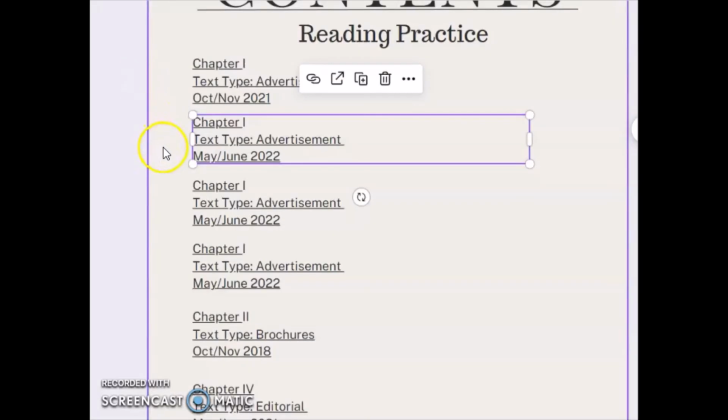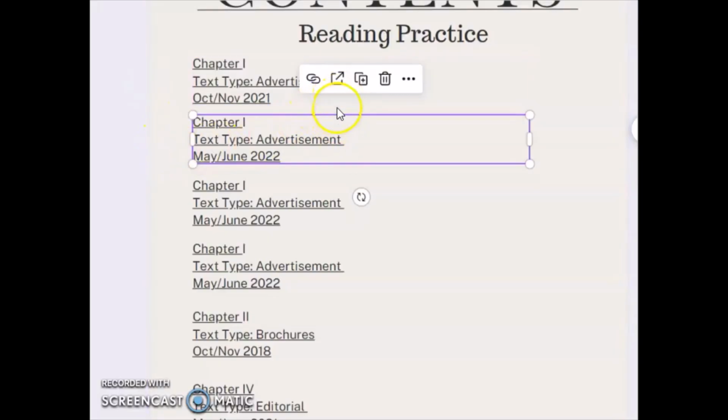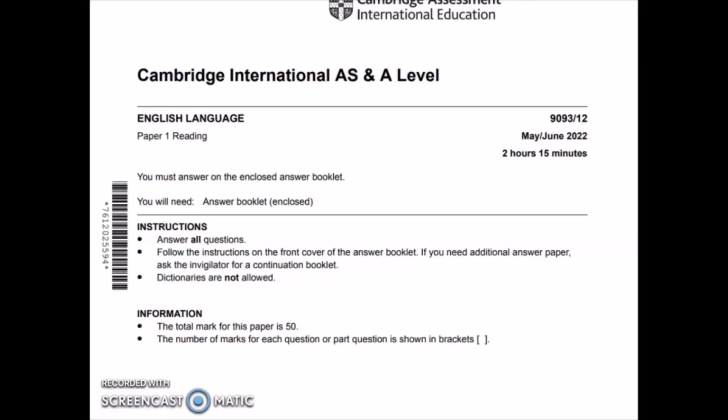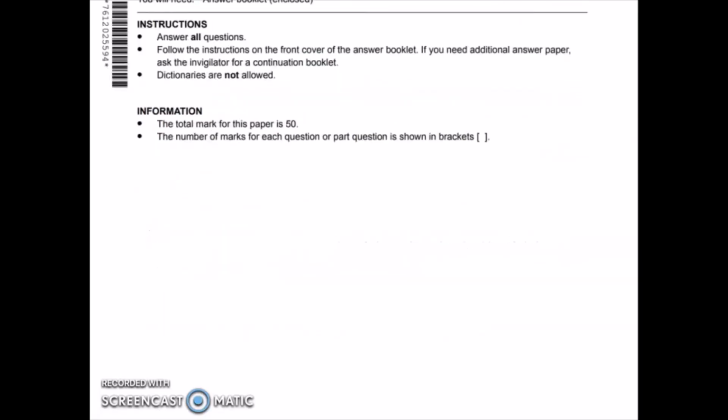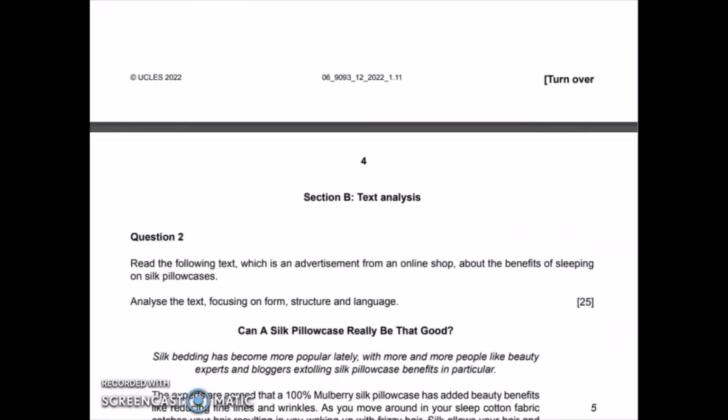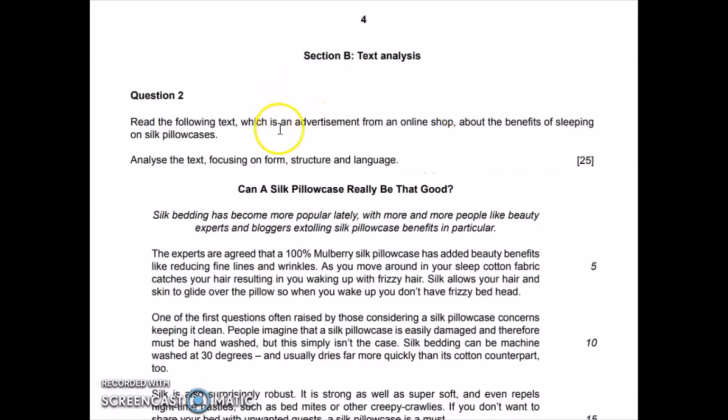Let me take you to another June 2022 past paper where advertisement was given as a text type, and it is given in the text analysis. And here it is, this one, text analysis. This is an advertisement from an online shop about the benefits of sleeping on a silk pillowcase. So what is being promoted here? They are promoting the benefits of silk pillowcases.